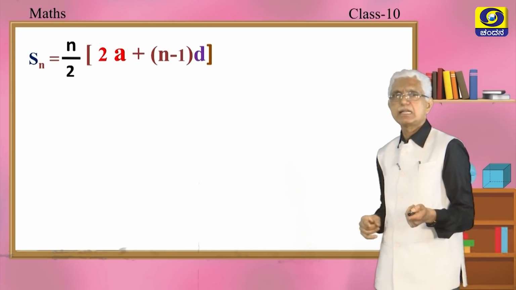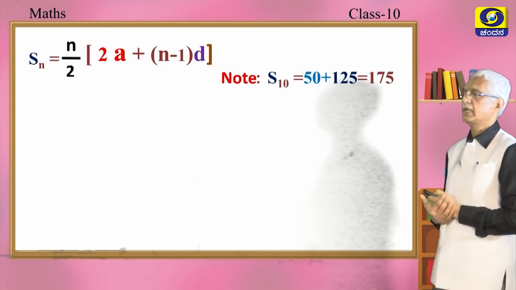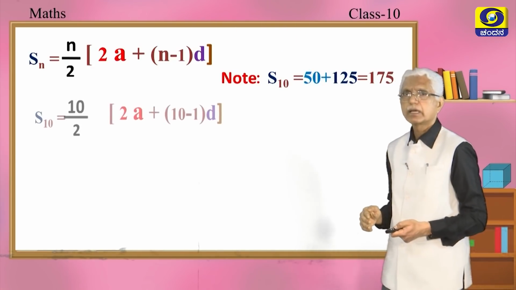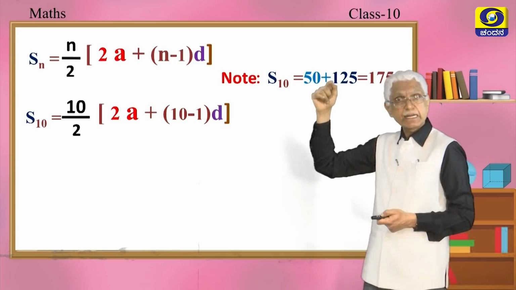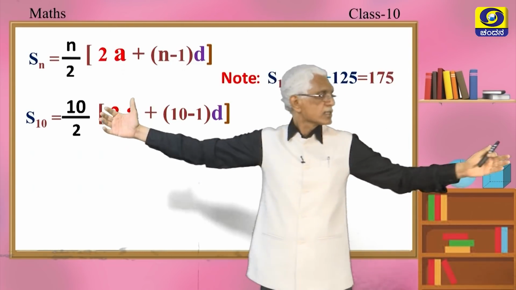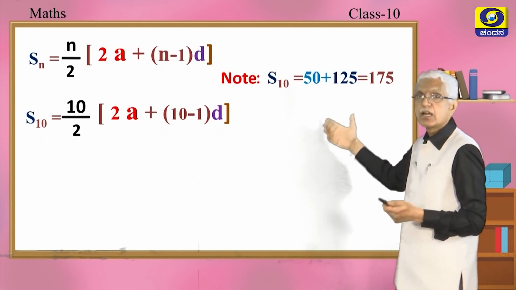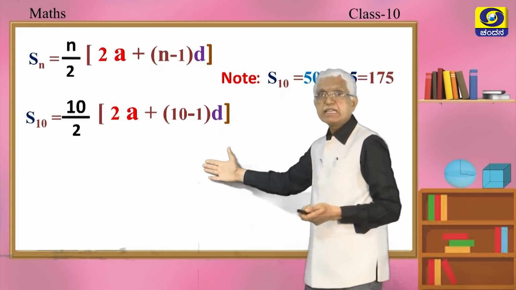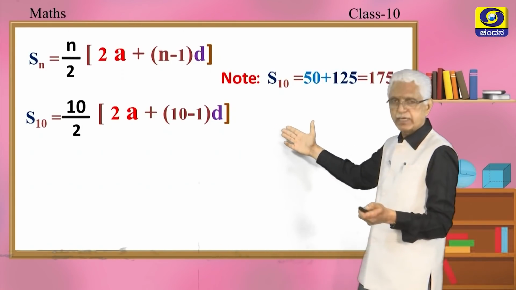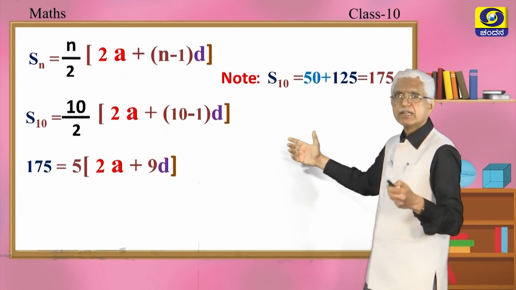Now again Sn is equal to n by 2 into 2a plus n minus 1 into d. What do you mean by saying S10, my dear children? It is the sum of the 10 terms, no? What is the sum of all the 10 terms? First 5 terms 50, next 5 terms 125. Sum of all the 10 terms is 175. Now start from there, correct. S10 is, n is 10, 10 by 2 into 2a plus 10 minus 1 into d. S10 is how much? 175, correct.